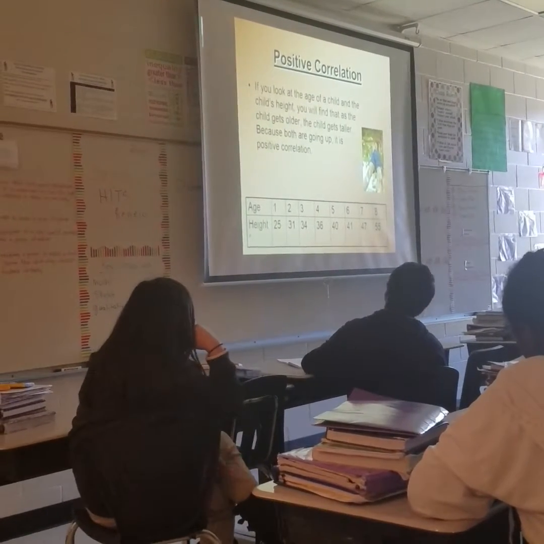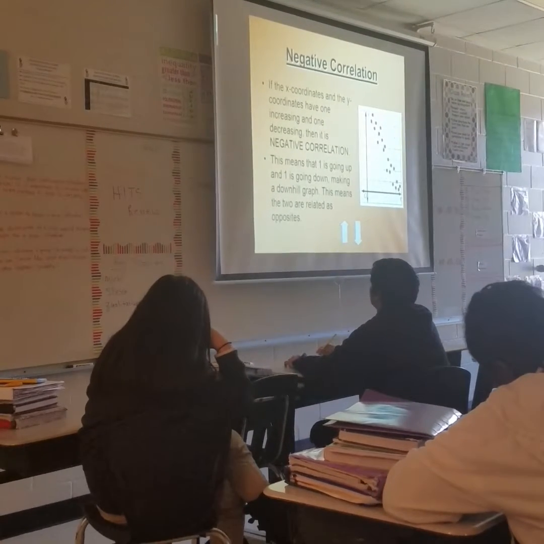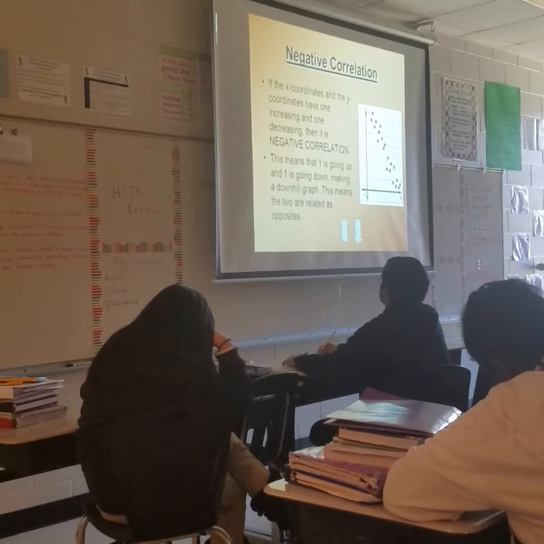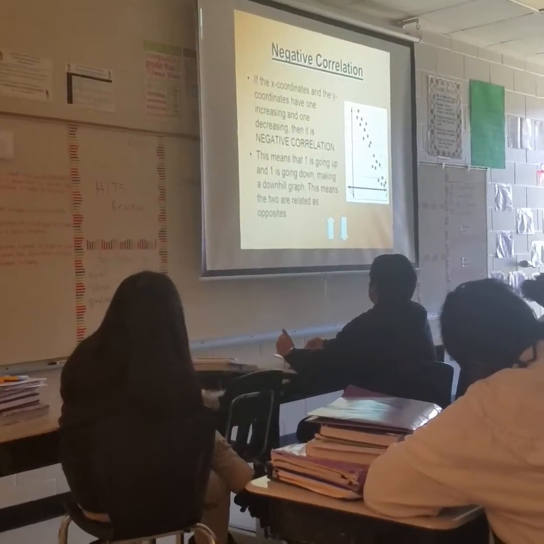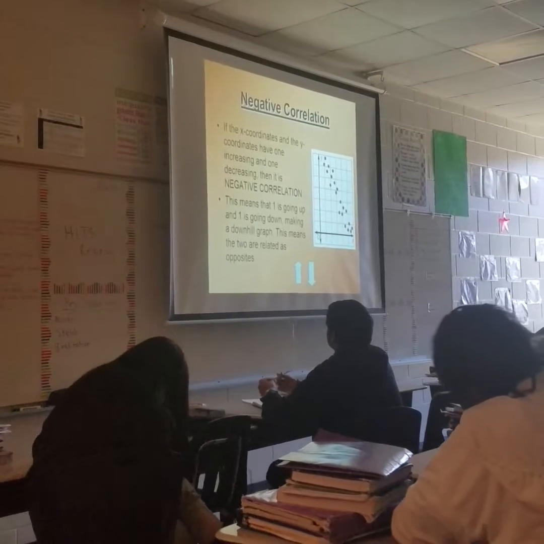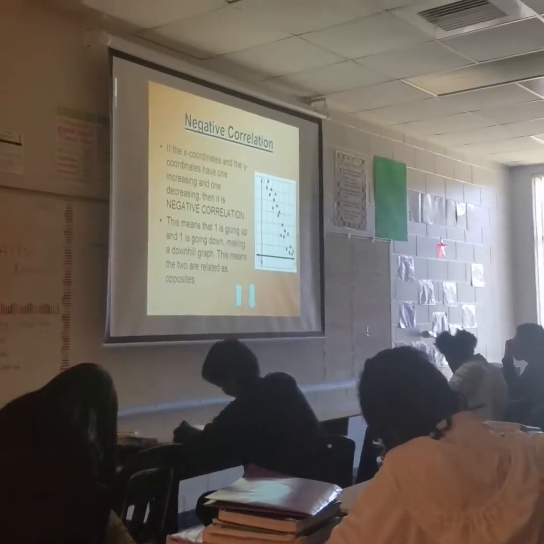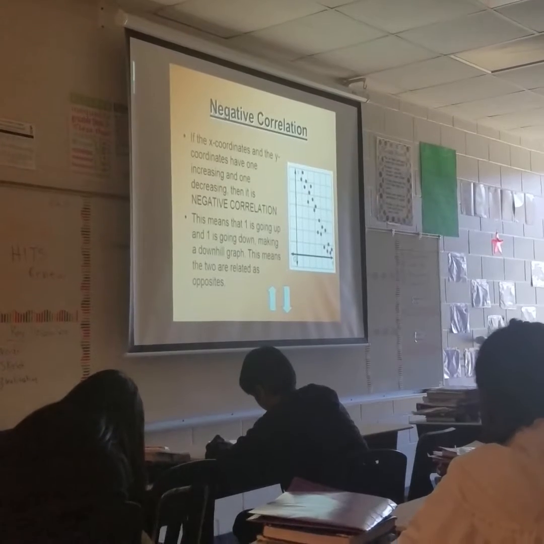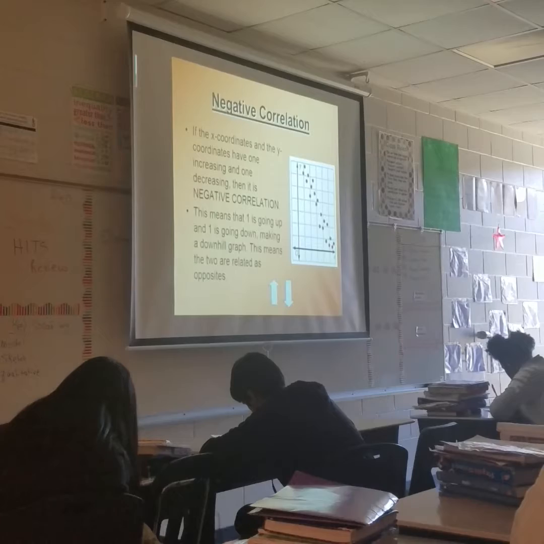No. Okay. Negative correlation, Ms. Mateo, read for me. If the x coordinate and the y coordinate have one increasing and the other decreasing, then it is a negative correlation. This means that one is going up and one is going down, making it a downhill graph. This means the two are related as opposites. Okay, so your X and Y of your ordered pair. One number is increasing, it could be your X or your Y, the other is decreasing. This is going to represent a negative correlation.